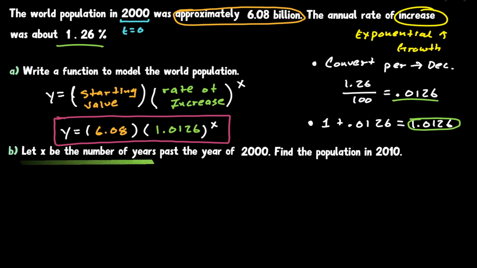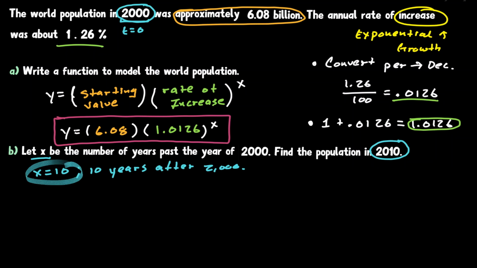Now let's let x be the number of years past the year 2000. What we would like to do is find the population in the year 2010. So if our observations started at the year 2000, then at the year 2010, 10 years have passed. That is the value that we can assign to the variable x. If we let x equal 10, then we are looking at 10 years after the year 2000, which is what this question is asking us to think about. So now let's take this value of x equals 10 and plug it into our function.